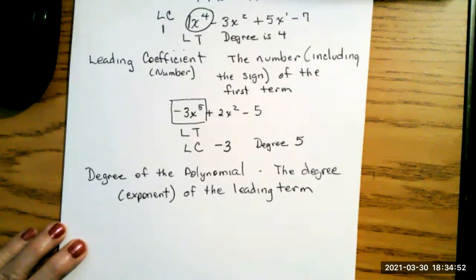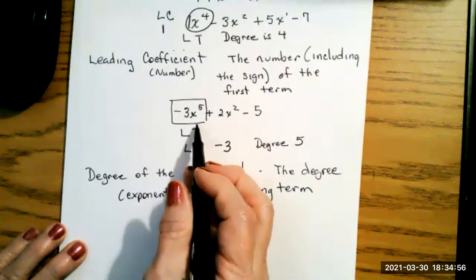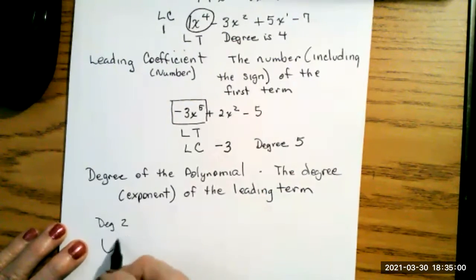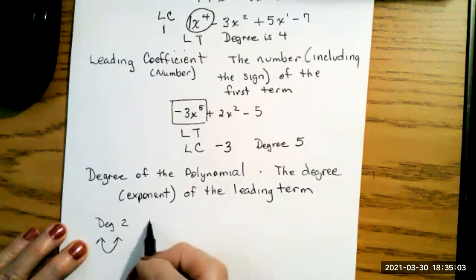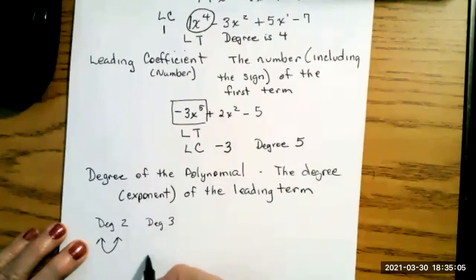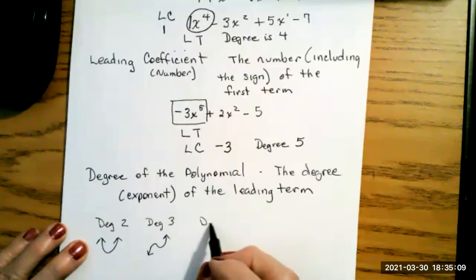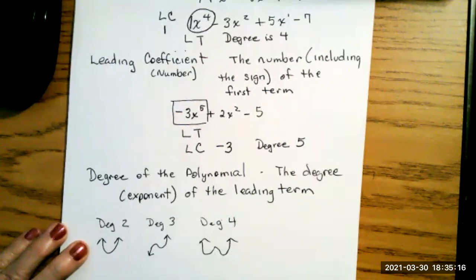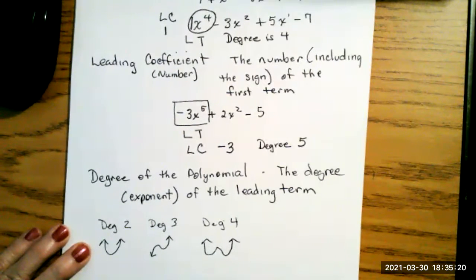So that's called the degree of the polynomial. And that will tell us what shape it is. If it's degree 2, it will look like a parabola. If it's degree 3, it's going to look like a cubic. If it's degree 4, it's probably going to look something like that. And so on, so that you can tell by the degree the shape of the graph of the polynomial.